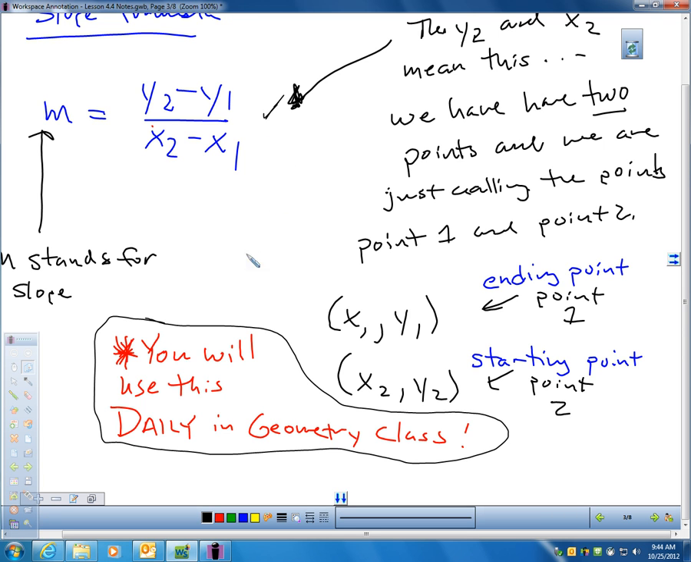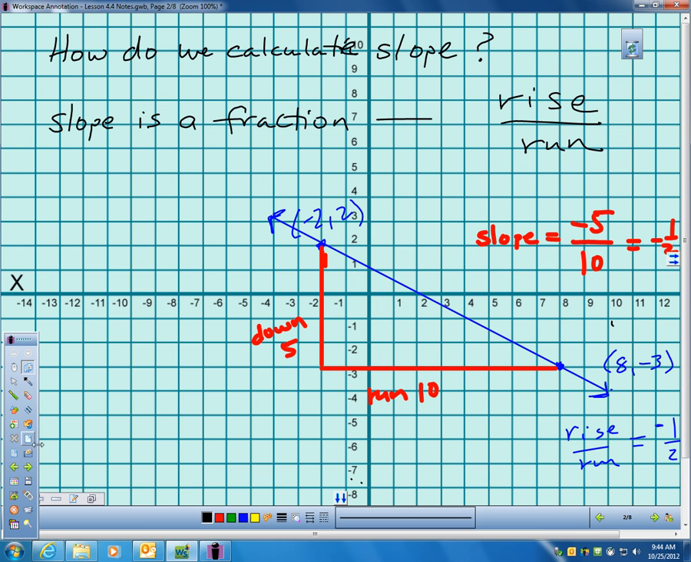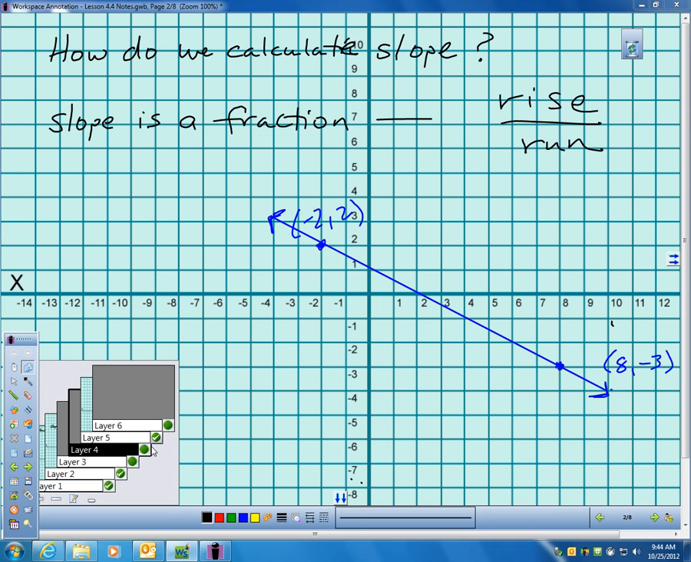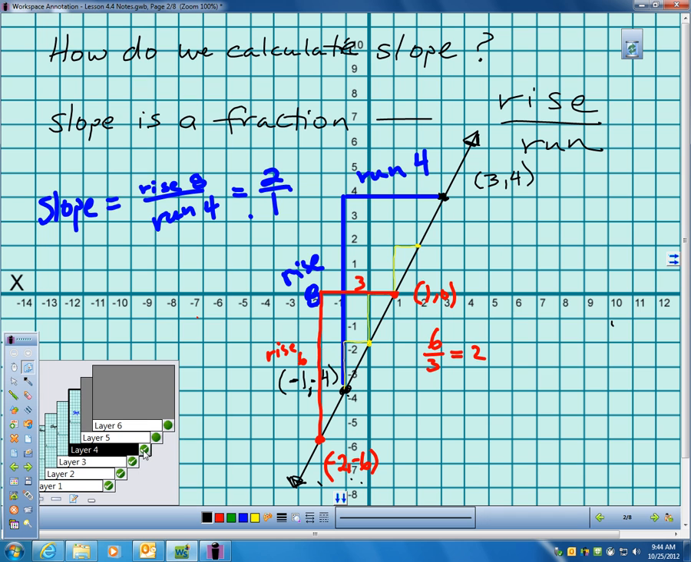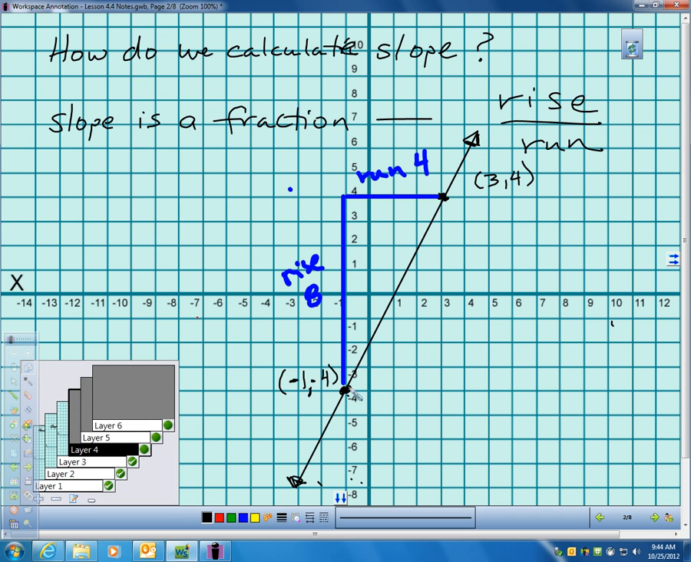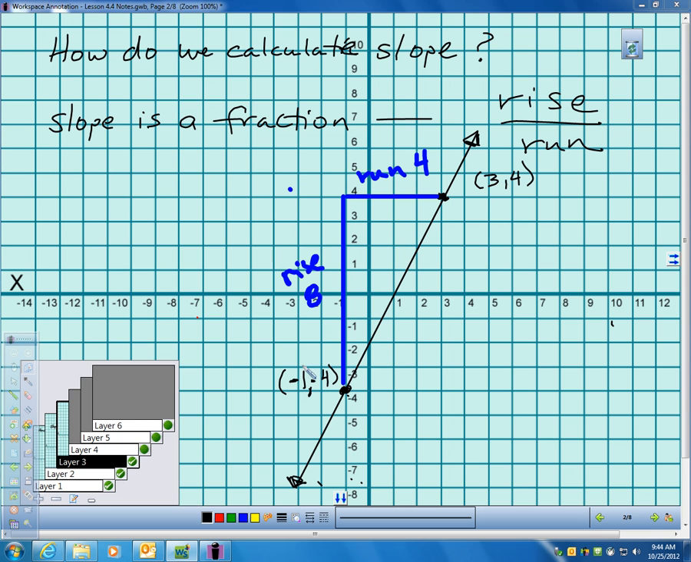Okay? What I want to do is go back to this first problem we did right here, and we already know the answer to this question was that we had a slope of 2. But let's go back and redo this problem using the slope formula. I had the point -1, -4, and I had the point 3, 4. We already know the answer is 2, but let's just show you that the slope formula works.